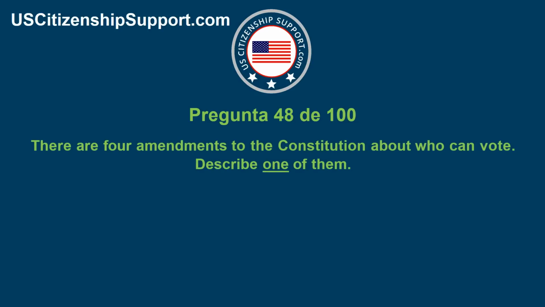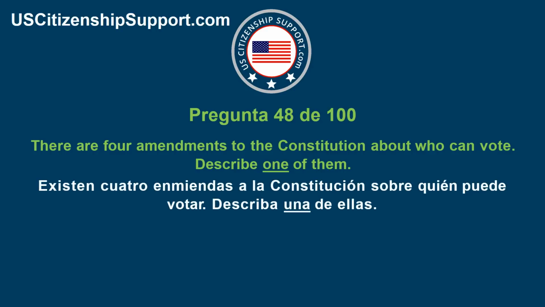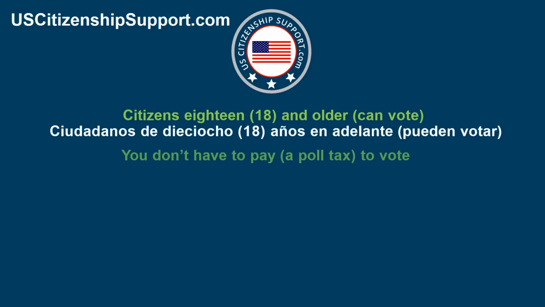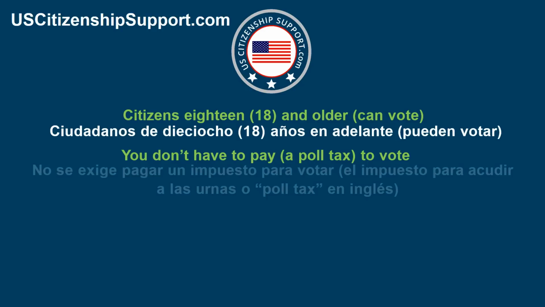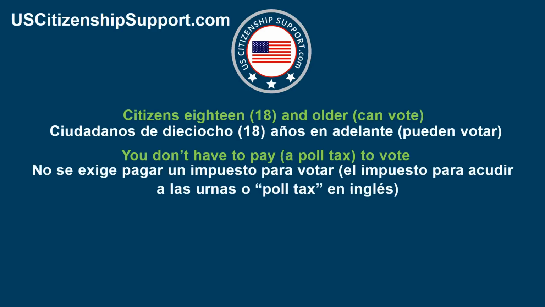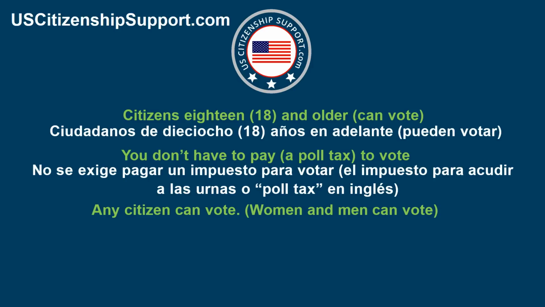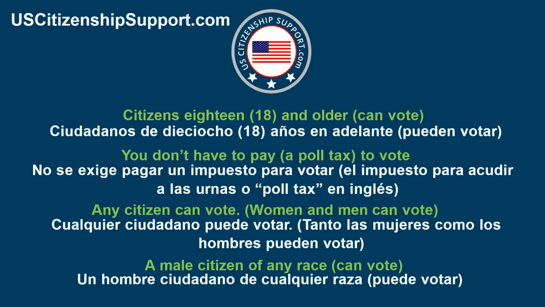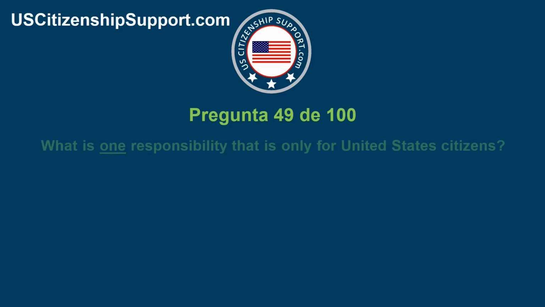There are four amendments to the Constitution about who can vote. Describe one of them. Citizens 18 and older can vote. You don't have to pay a poll tax to vote. Any citizen can vote. Women and men can vote. A male citizen of any race can vote. What is one responsibility that is only for United States citizens?